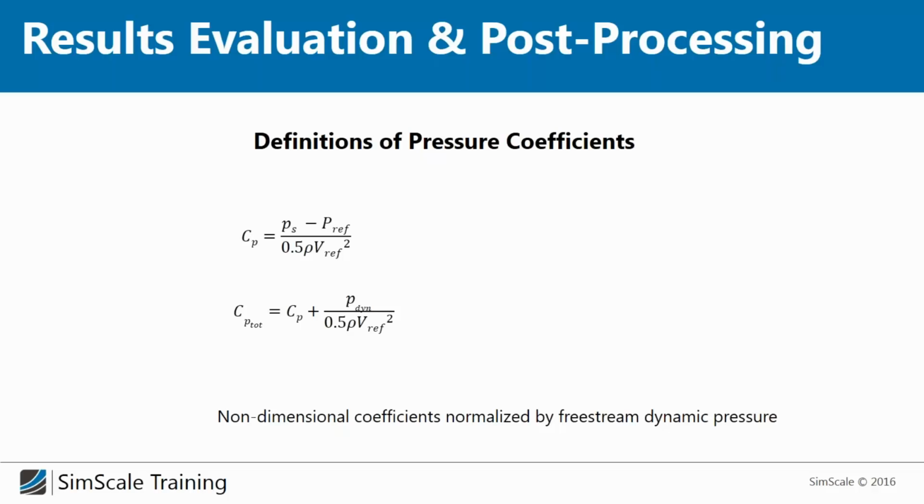So we subtract first the reference atmospheric pressure, and we divide by the dynamic pressure. That gives us the pressure coefficient Cp. And we do the same with the total pressure, where the total pressure coefficient is actually Cp plus the ratio of the local dynamic pressure to the dynamic pressure in the free stream. Then we have those two numbers to look at.